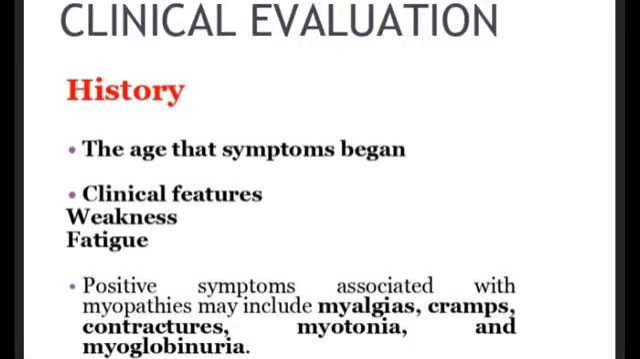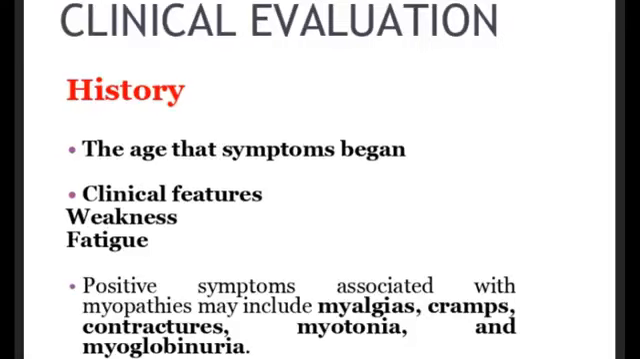Clinical evaluation: history. The age that symptoms begin can provide crucial information leading to the correct diagnosis. Clinical features: weakness is by far the most common negative symptom reported by the patient with muscle disease. If the weakness involves the lower extremities, the patient will complain of difficulty climbing stairs. When the upper extremities are involved, the patient notices trouble lifting objects over their head and brushing their hair. These symptoms in the arms and legs indicate proximal muscle weakness, which is probably the most common type of weakness in myopathic disorders. Some myopathies may also result in cranial muscle weakness, resulting in complaints of dysarthria, dysphagia, or ptosis.